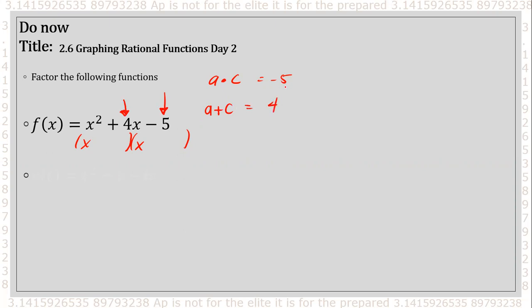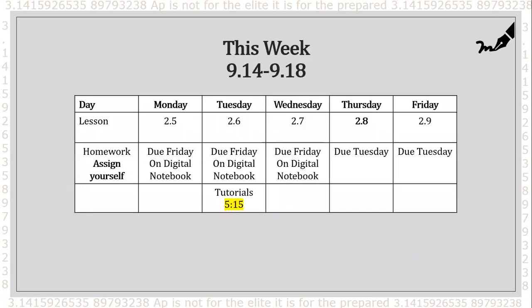So two numbers that multiply to -5 and add up to 4. Go ahead and give that a try. If I multiply +5 times -1, I get -5, and if I add them together, I get +4. So our values are x - 5 and x + 4. This is the same function, but in factored form. This is very important, especially when you try to find your holes, your asymptotes, and stuff like that.